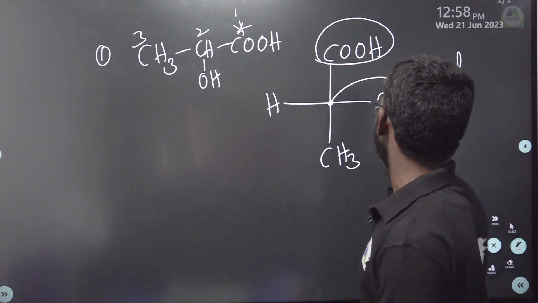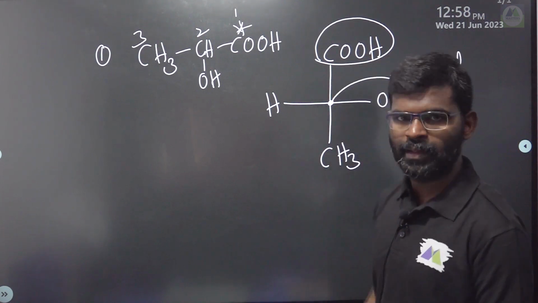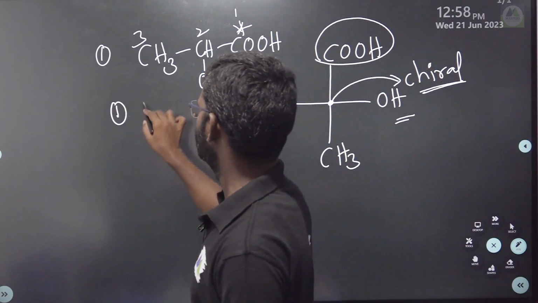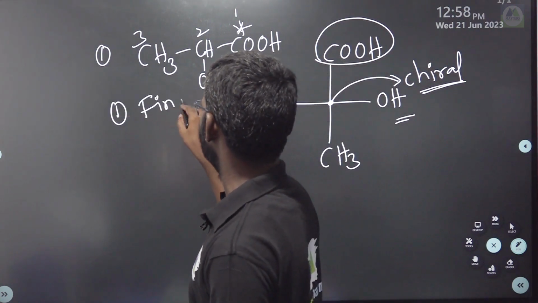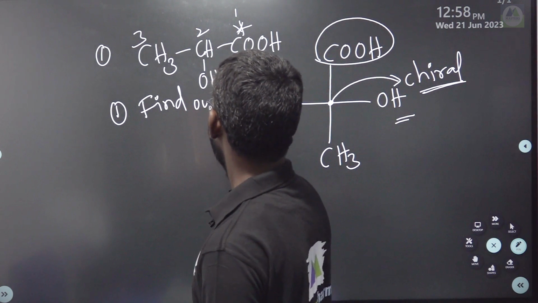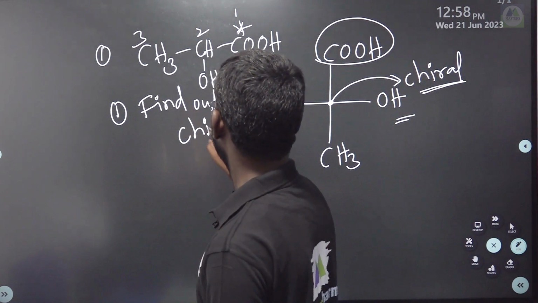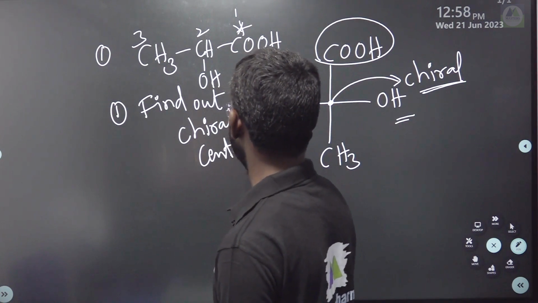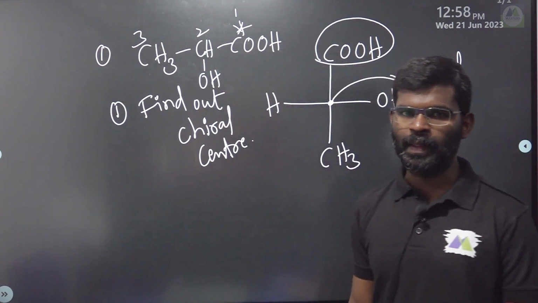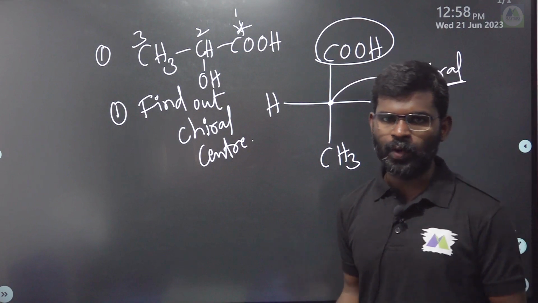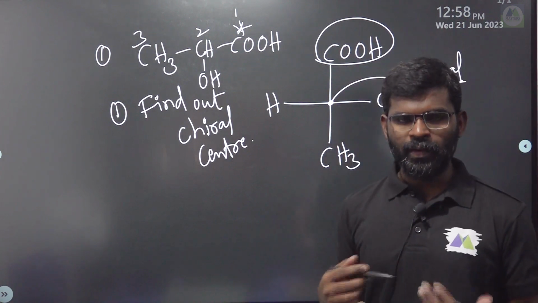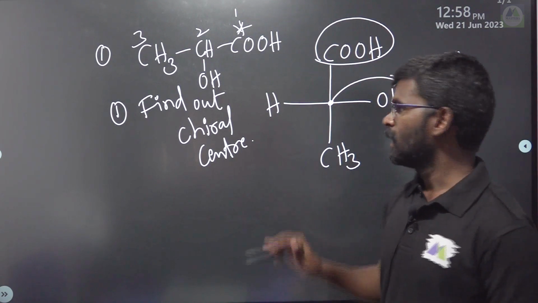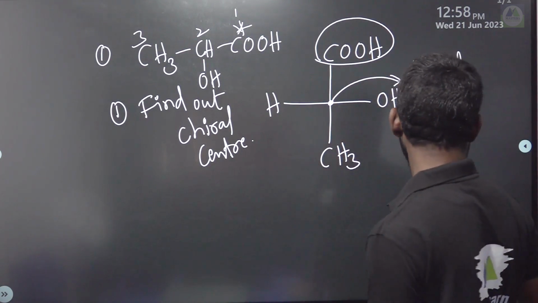So here we have to find out the chiral carbon. The first rule is to find out the chiral center. This is the first point. We should find out the chiral center, then go to the atoms or groups which are directly attached to the chiral center. So here, see here.